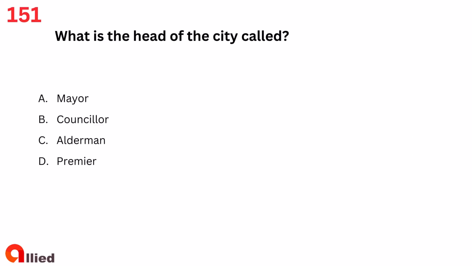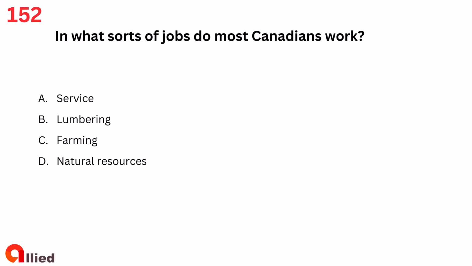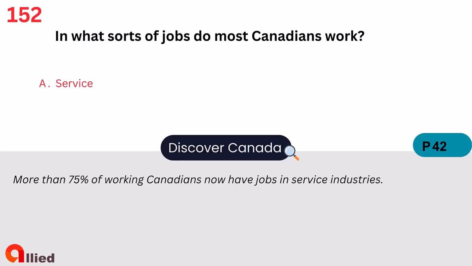Question 151. What is the head of the city called? A. Mayor. B. Councillor. C. Alderman. D. Premier. The answer is A. Mayor. Question 152. In what sorts of jobs do most Canadians work? A. Service. B. Lumbering. C. Farming. D. Natural resources. The answer is A.